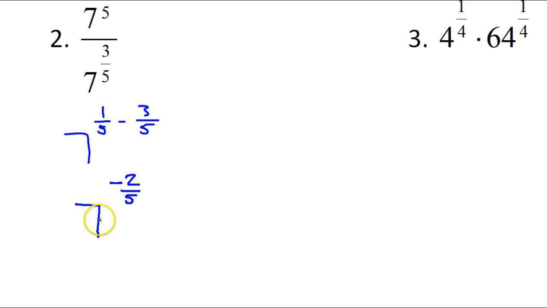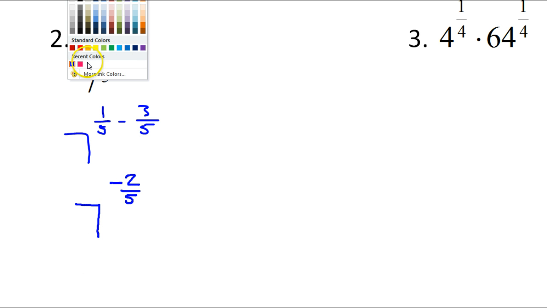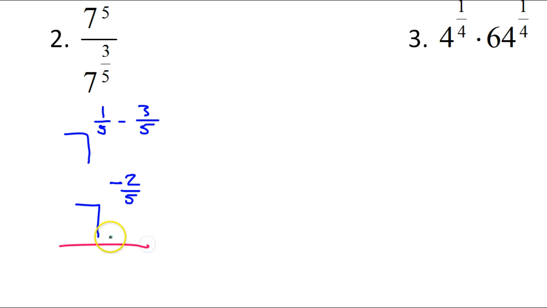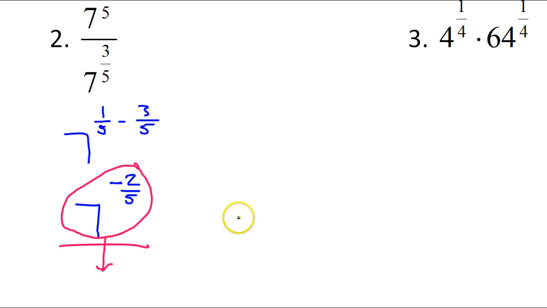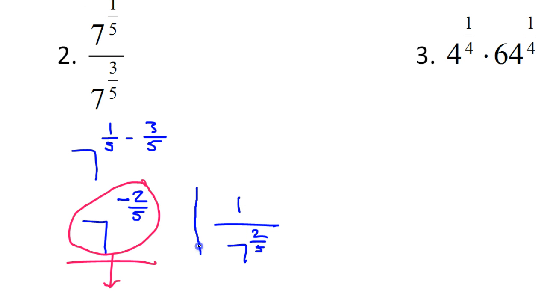Now, don't forget what we learned before. If we have a negative power, we're going to have to drop this down to the other side of the fraction line. So there's an invisible fraction here. So this entire expression, because it has a negative exponent, is going to drop below. So that's why we're going to wind up with 1 over 7 to the 2/5 power. All right, so you can just leave that as your final answer.